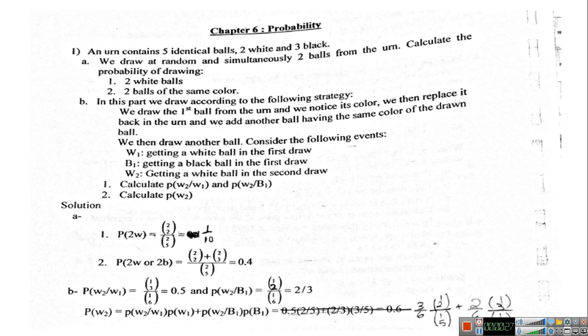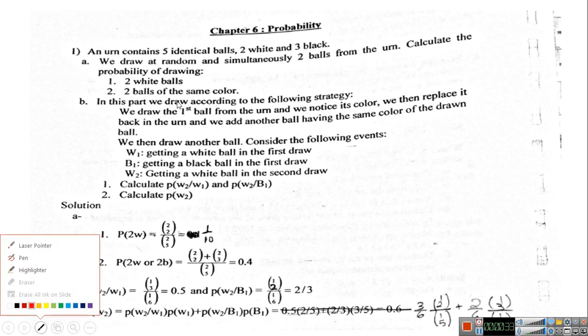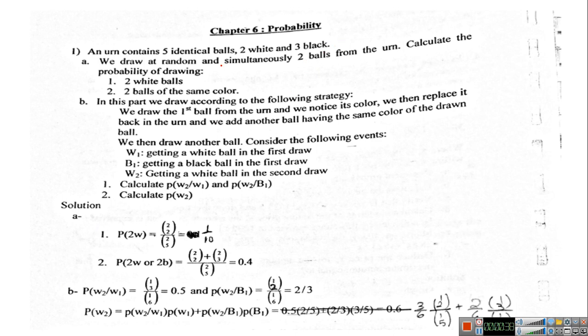An urn contains 5 identical balls, 2 white and 3 black. We draw randomly 2 balls from the urn. Calculate the probability of drawing 2 white balls. So it's a combination: 2 out of 2 over 2 out of 5. For 2 balls of the same color: 2 out of 2 plus 2 out of 3, over the total 2 out of 5. In this part, we draw according to the following strategies.